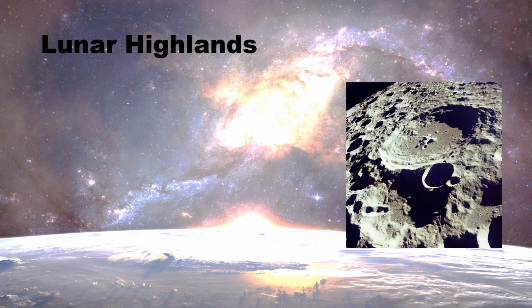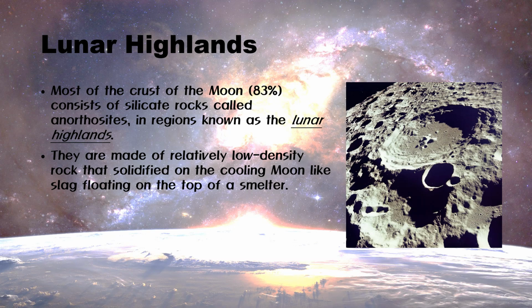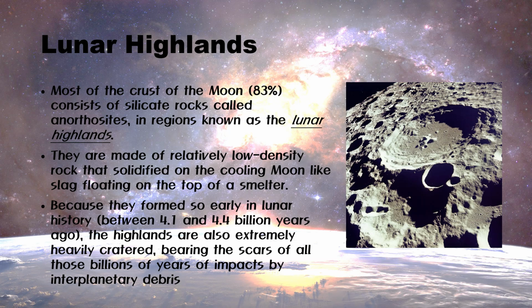And so when we start looking at some of this composition, let's first look at the lunar highlands. Most of the crust of the moon, which is 83%, consists of silicate rocks known as anorthosites in regions known as the lunar highlands. These are made of relatively low density rock that solidified on the cooling moon like slag floating on the top of a smelter. Because they formed so early in lunar history, between 4.1 and 4.4 billion years ago, the highlands are also extremely heavily cratered, bearing the scars of all those billions of years of impacts by interplanetary debris.